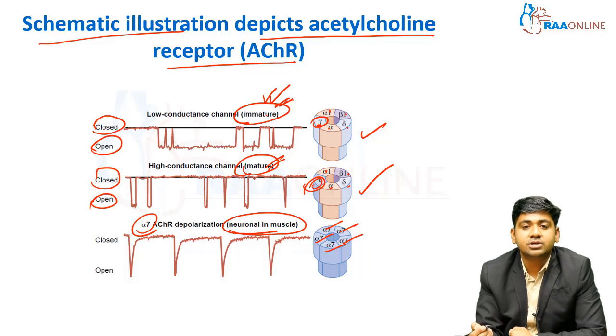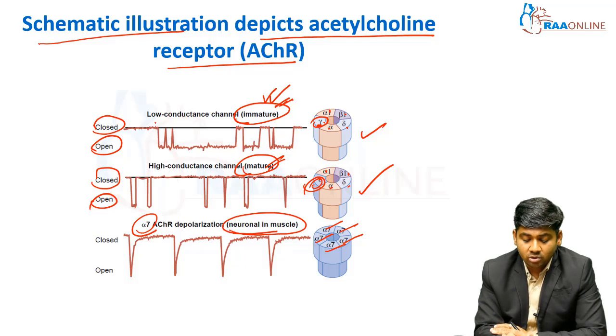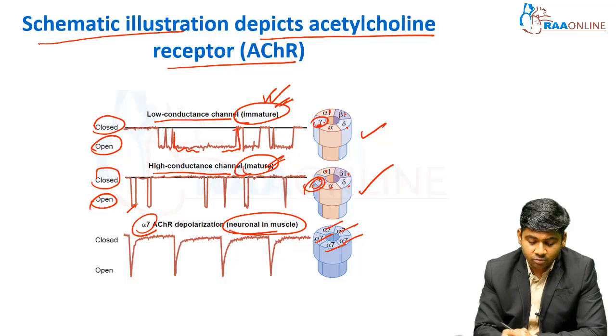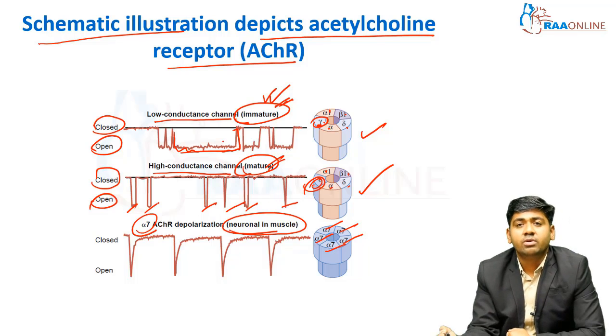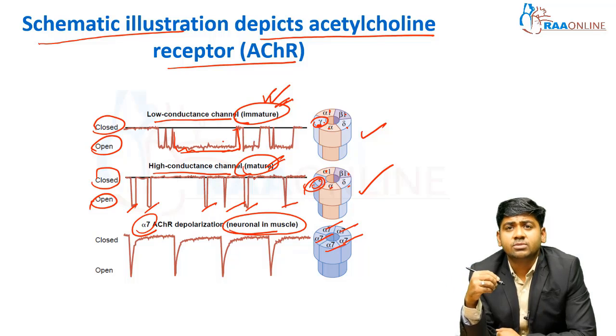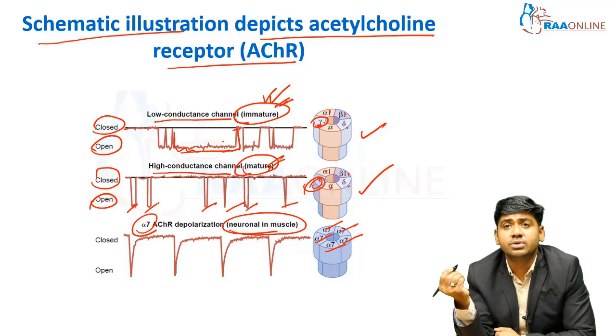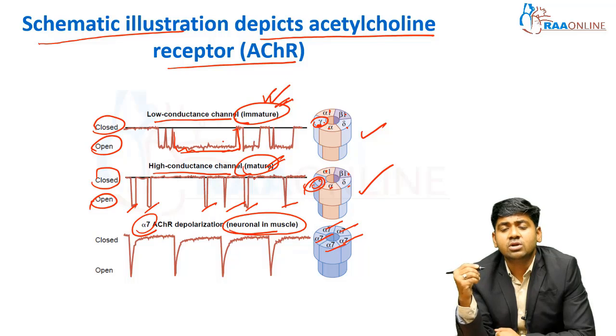Let us differentiate between immature and mature. When the gamma subunit is replaced by epsilon, what changes take place in the acetylcholine receptor? The immature is a low conductance channel, the mature is a high conductance channel. Second, the immature receptor is open for more time; the opening time is much longer. The mature one is open for a fraction of a second or a specific time, but the immature is open for a larger time. When they are open for a larger time, their conductance towards potassium is greatly increased and the patient will develop hyperkalemia. When you induce a patient who has a large number of immature acetylcholine receptors, there will be very high chances of hyperkalemia.